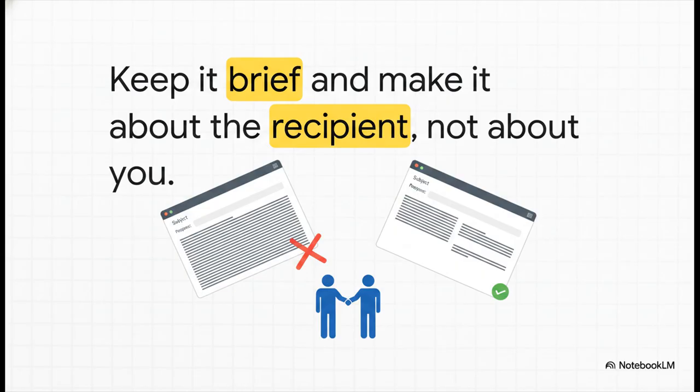When you're introducing yourself, whether you're the new person on the team or you're making a networking contact, there is one golden rule you need to remember. Keep it brief and make it about the recipient, not about you. It's so incredibly tempting to write out this 3-paragraph life story to prove your worth, but please don't. Write exactly one sentence about who you are and one sentence about why you are writing to them. It shows you respect their time.